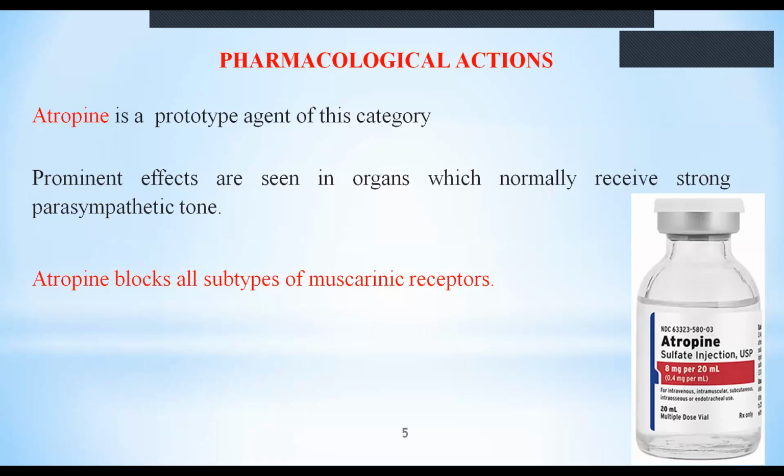It is available as atropine sulfate injection, with 8 milligram per 20 ml injection, or else 0.4 milligram per ml. It is used intravenously, intramuscularly, subcutaneously, and by many other routes. 20 ml multi-dose vials are available. Many companies are producing this particular injection.